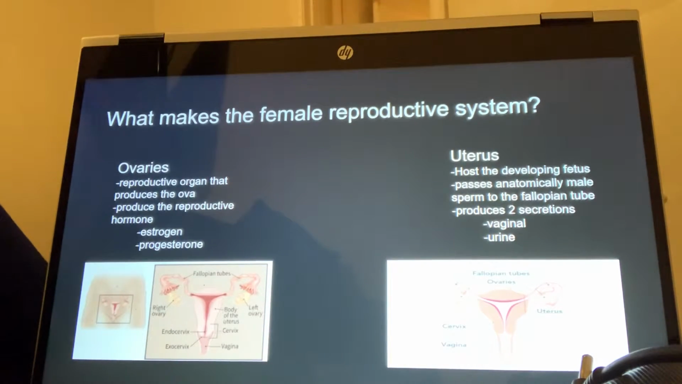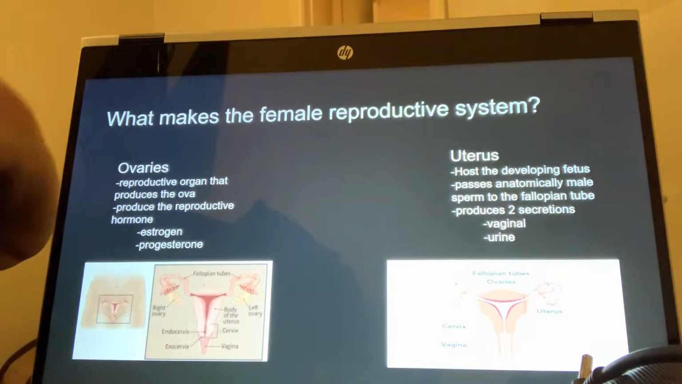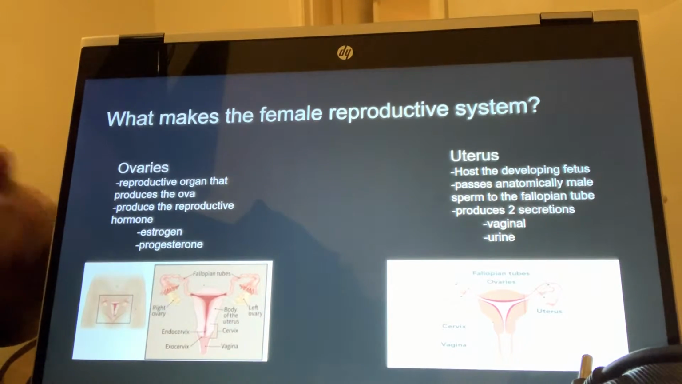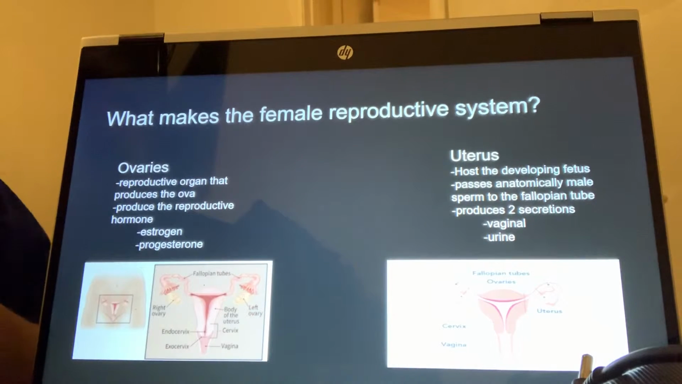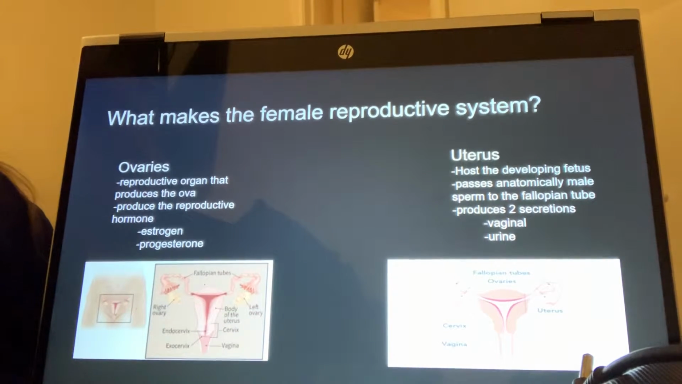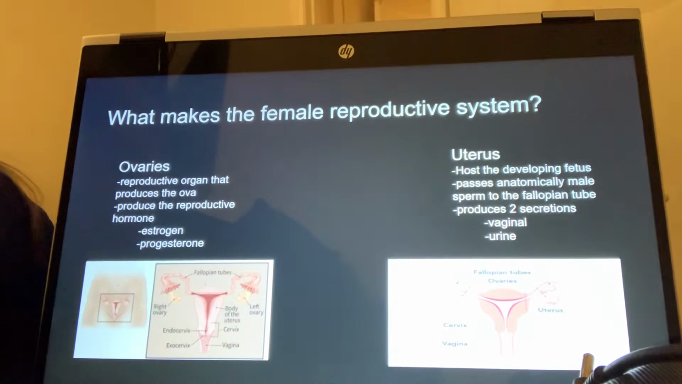What makes the female reproductive system? Ovaries. The ovaries are the reproductive organ that produce the ova. Very important. And the ovaries also produce the reproductive hormones estrogen and progesterone. The uterus is the host and developing place for the fetus. The uterus also passes anatomically male sperm to the fallopian tube and produces two secretions, vaginal and urine.